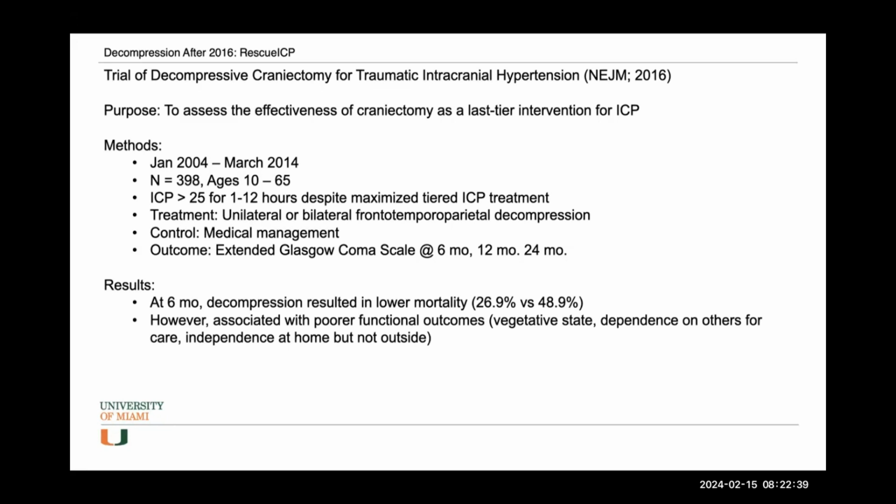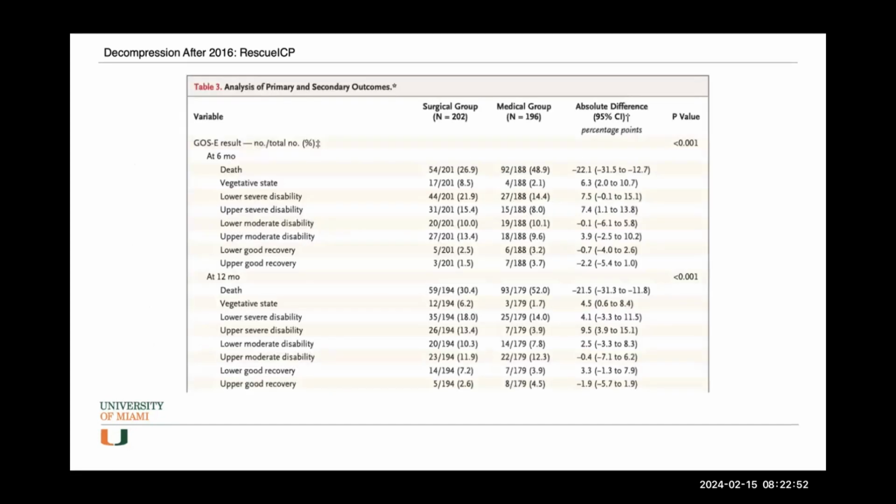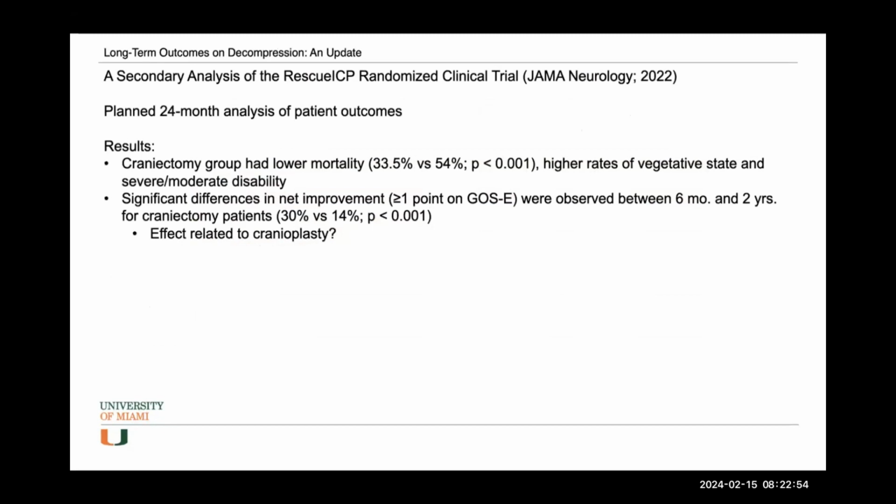So similarly, there was an increased rate of vegetative state or severe disability, including dependence on others for care or lack of independence when patients were outside the home. But when we look at the RESCUE ICP's secondary analysis, which was published more recently, this was a planned 24-month analysis of patient outcomes, and it showed that patients who actually underwent decompressive craniectomies still had lower mortality.